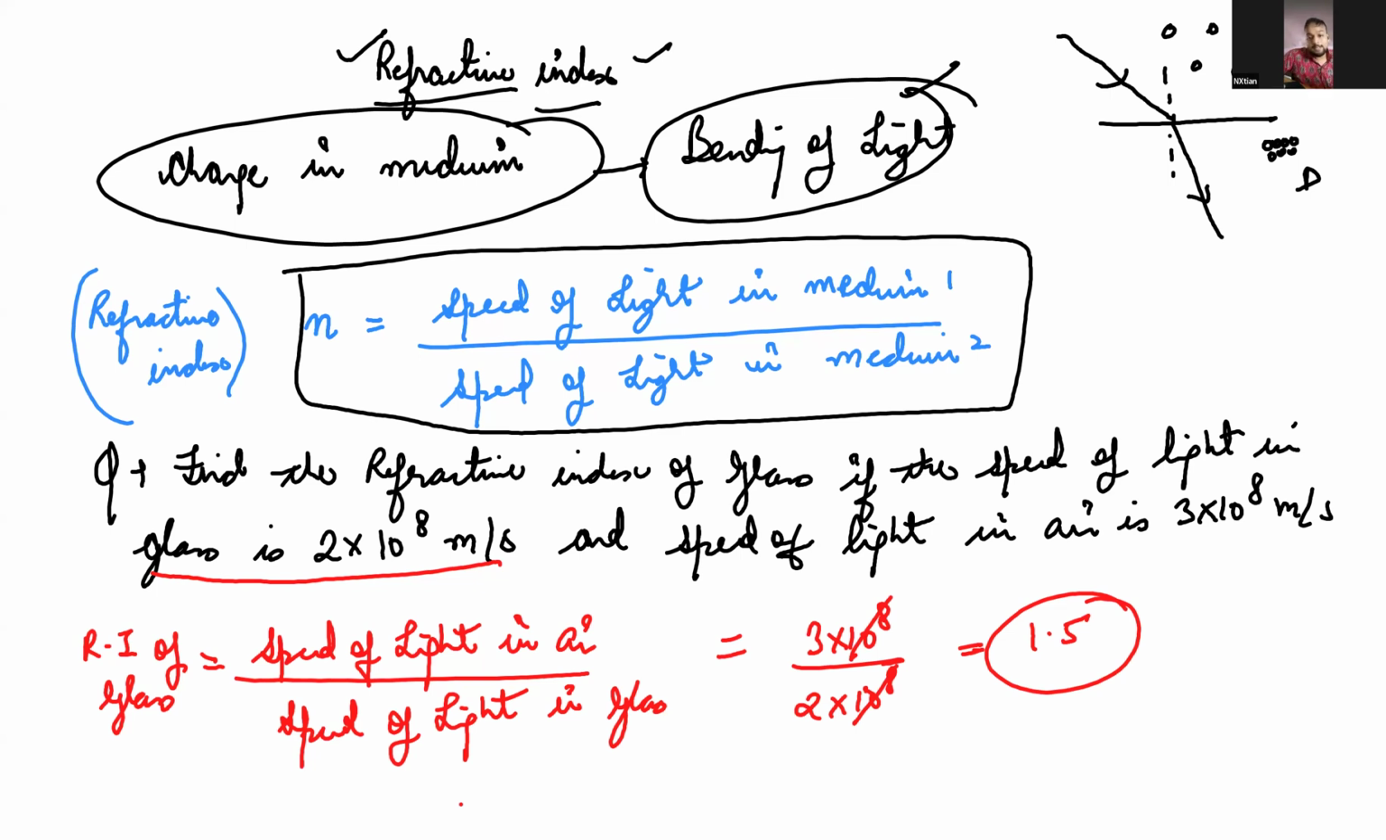Or we can understand it like this, that the speed will decrease by 1.5 times. We can conclude this also: the speed of light which is coming into the glass will decrease by 1.5 times. Or we can conclude one more thing: if the light is going out from glass, then the speed will increase by 1.5 times.